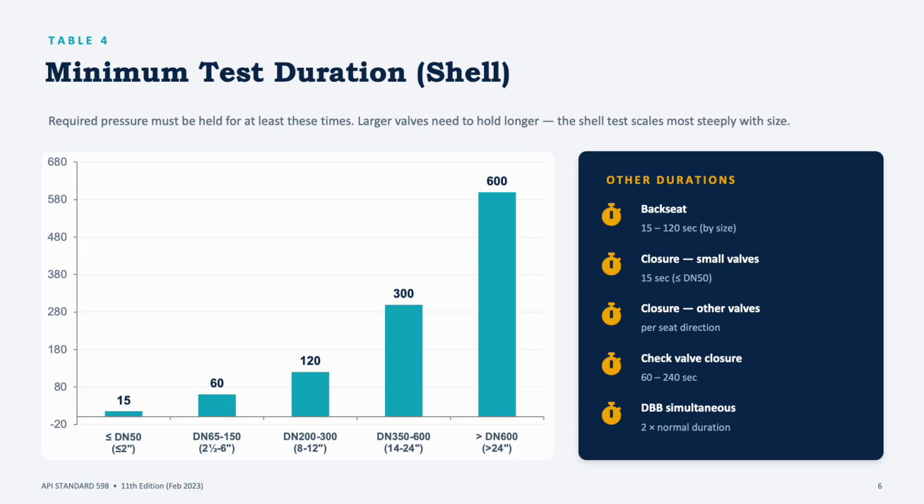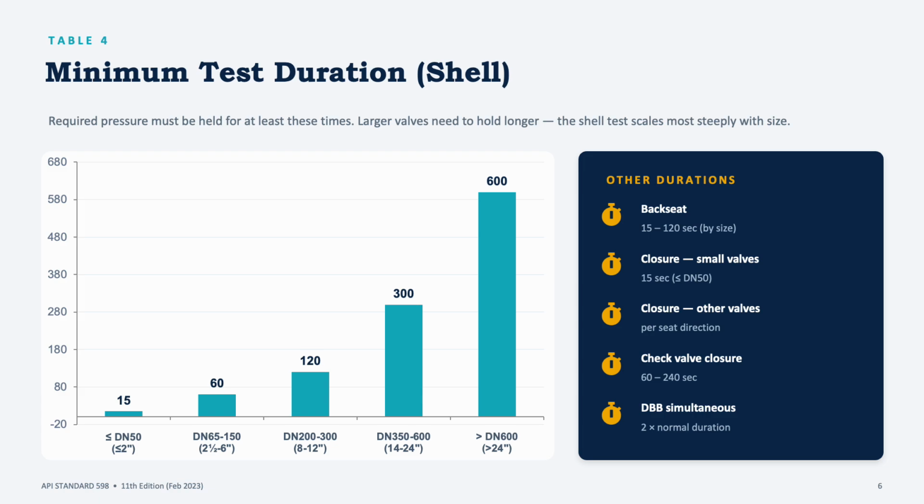If you see the minimum duration for these tests, for the shell, the required pressure must be held for at least these times. Larger valves need to be held longer. So, for less than 2 inch, minimum 15 seconds; 2.5 inch to 6 inch, minimum 60 seconds; 8 inch to 12 inch, 120 seconds; 14 to 24 inch, 300 seconds; and greater than 24 inch, 600 seconds. Other durations are also listed.